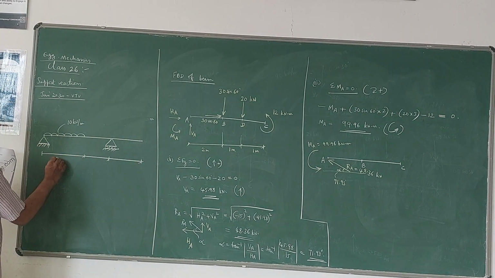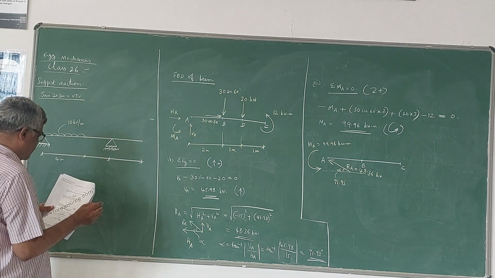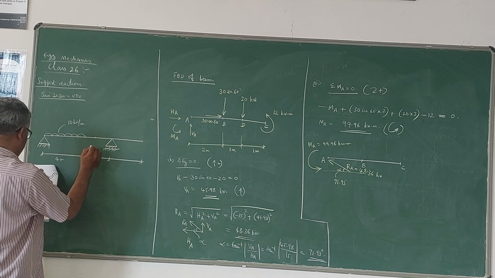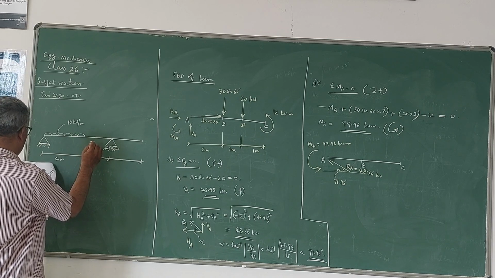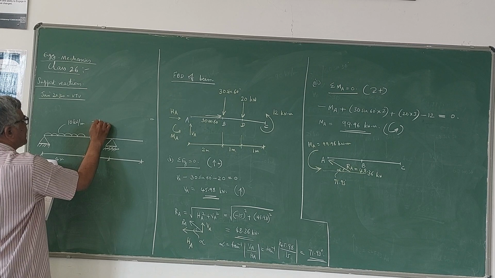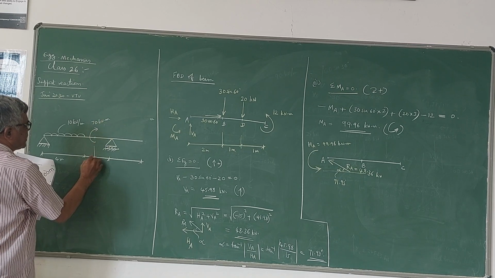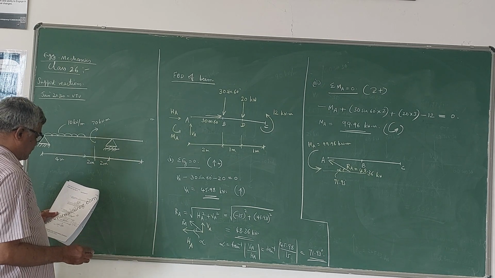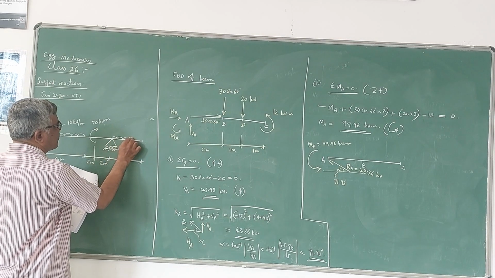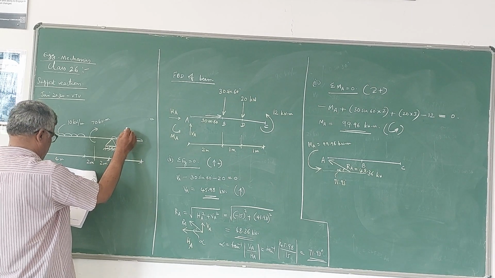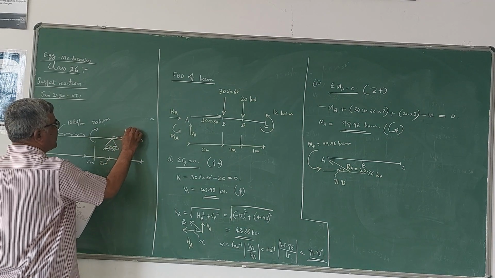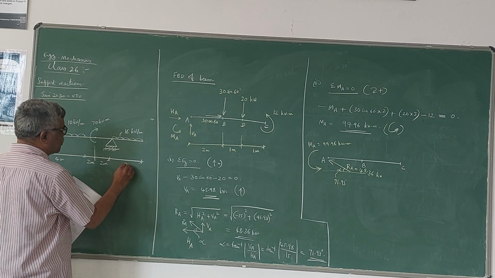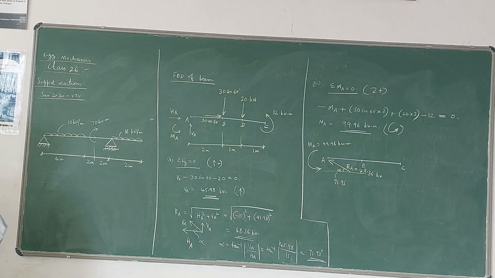See, this length of UDL is 4 meters, and then here you have a clockwise external couple of 70 kilonewton meter, and this distance is 2 meters. Another UDL is given from this point in the overhang portion. So this is the overhang portion. This UDL is 16 kilonewton per meter, over a length of 2 meters. So the total length of the beam is 10 meters.